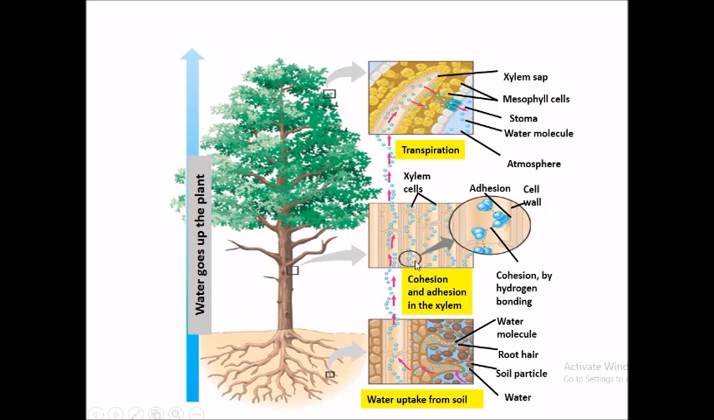Meanwhile, the water, as you can see over here, will also attach to the cell wall of the xylem due to the adhesive behavior. So the cohesion and adhesive behavior in the capillary action will cause the water to be pulled up to the plant from the ground, and then it will go to the transpiration process, where the water will be lost from the plants via evaporation.